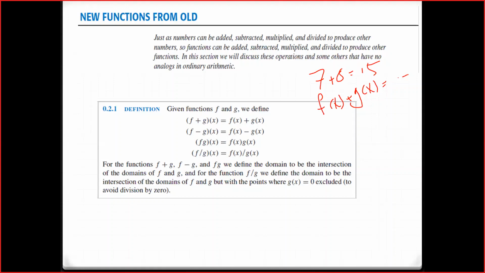Now look here. As you see, f plus g of x can be added. It could be f of x plus g of x. If they are subtracted, it will be f of x minus g of x. If it's multiplied, you see f of x times g of x. And if it is divided, you will see f of x divided by g of x.